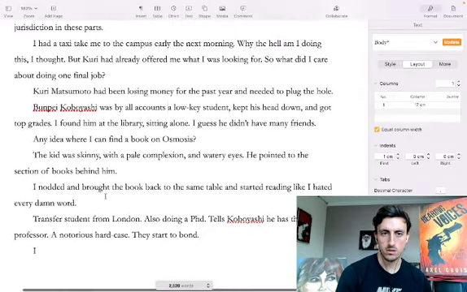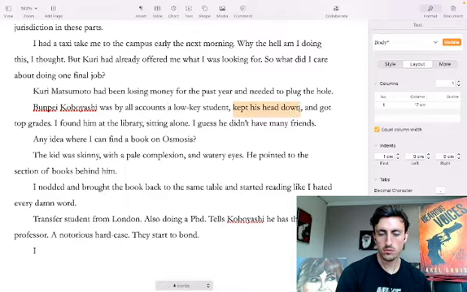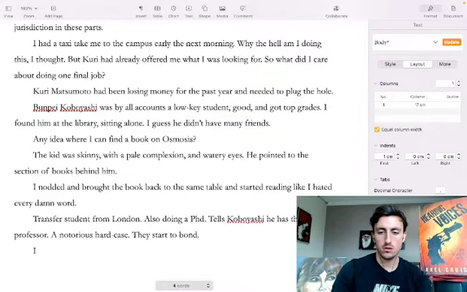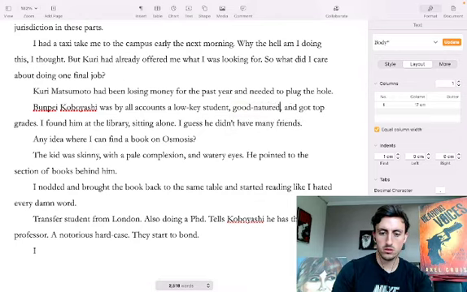Bunpei Kobayashi was by all accounts a low-key student. Good-natured. A low-key student. Good-natured. Was a low-key student, good-natured, and got top grades.